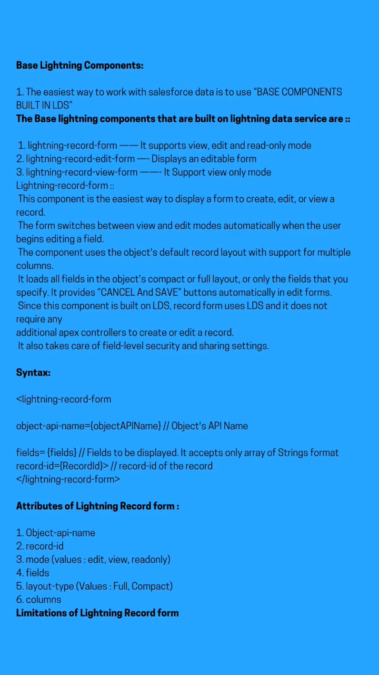Lightning Record Form. This component is the easiest way to display a form to create, edit, or view a record. The form switches between view and edit modes automatically when the user begins editing a field. The component uses the object's default record layout with support for multiple columns. It loads all fields in the object's compact or full layout, or only the fields that you specify. It provides cancel and save buttons automatically in edit forms. Since this component is built on LDS, record form uses LDS, and it does not require any additional Apex controllers to create or edit a record.